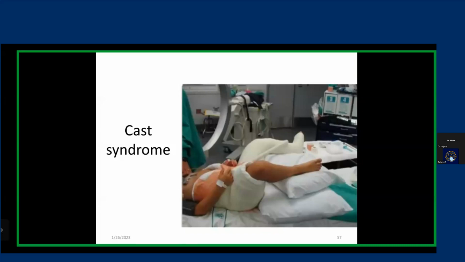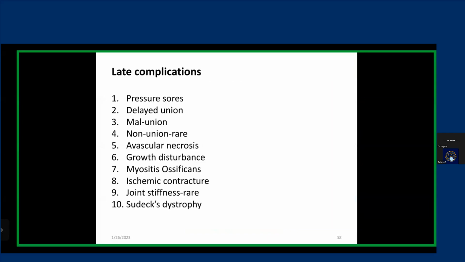It might be the spica, and not an authentic, genuine abdominal complaint. So if a patient in a spica starts vomiting and complains of abdominal distension, think of cast syndrome.